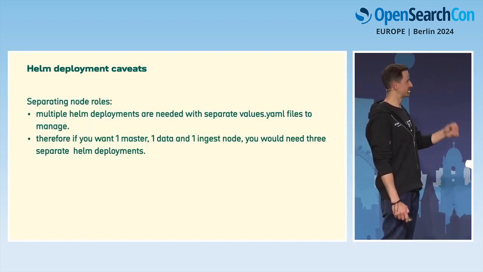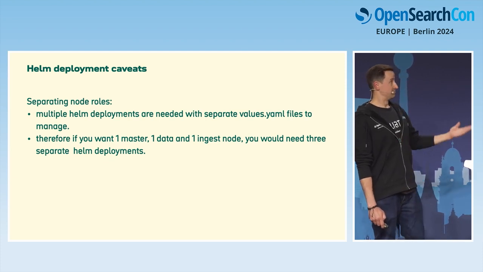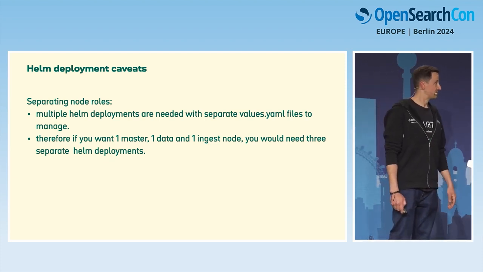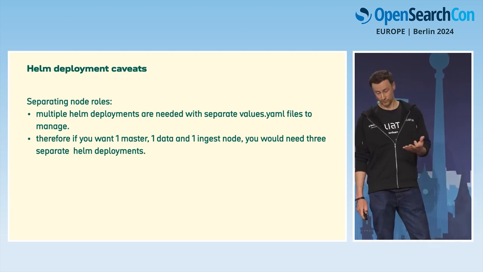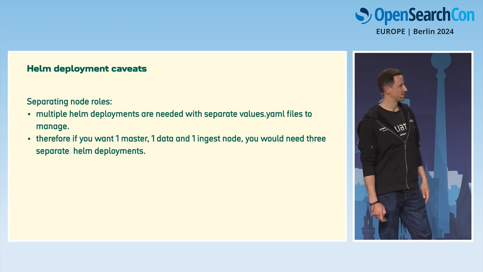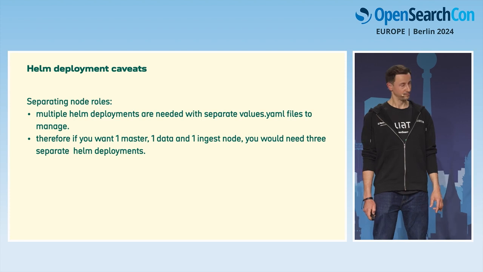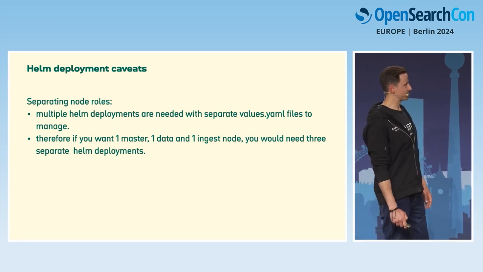Basically, summarizing what I just said. So separate values file, 3 separate deployments. Assuming you want to run 1 master, 1 data. If there's more, then it's more deployments, more for you to manage. So yeah, Helm has this problem, and you need to be aware of it.